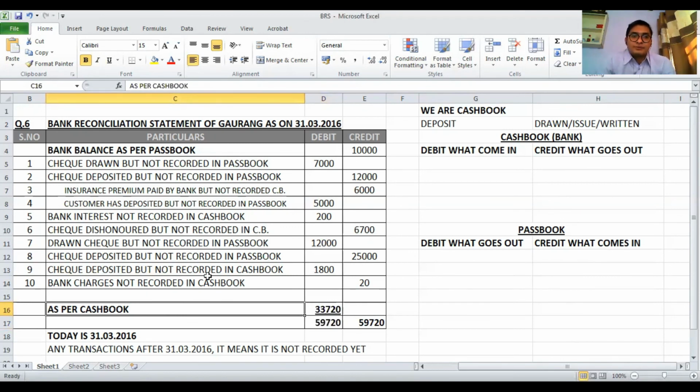Now, as per cash book, if the balance comes on the debit side, it is called bank balance. If the balance comes on the credit side, it is called bank overdraft. Debit side, it is called bank balance. Simple. So finally, this sum is over.